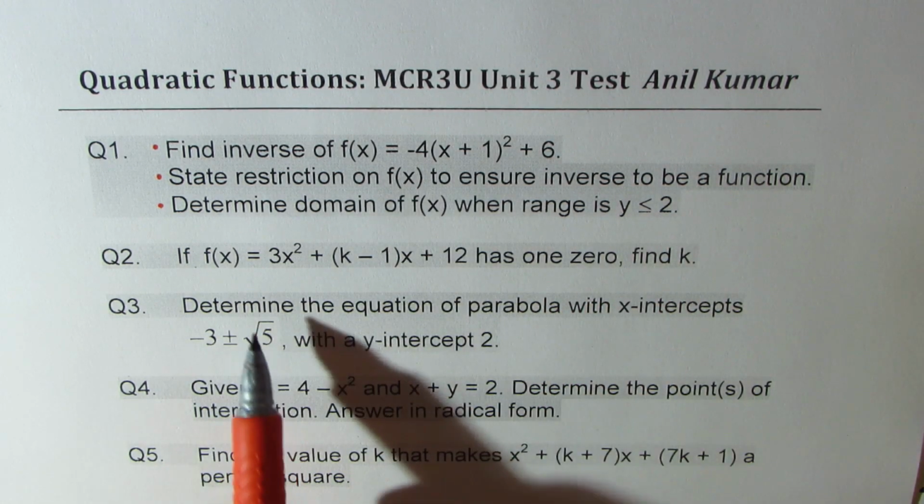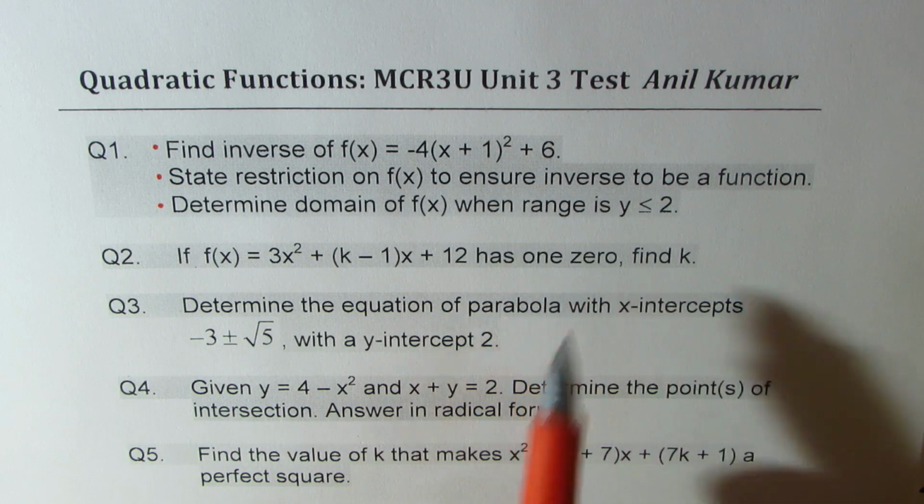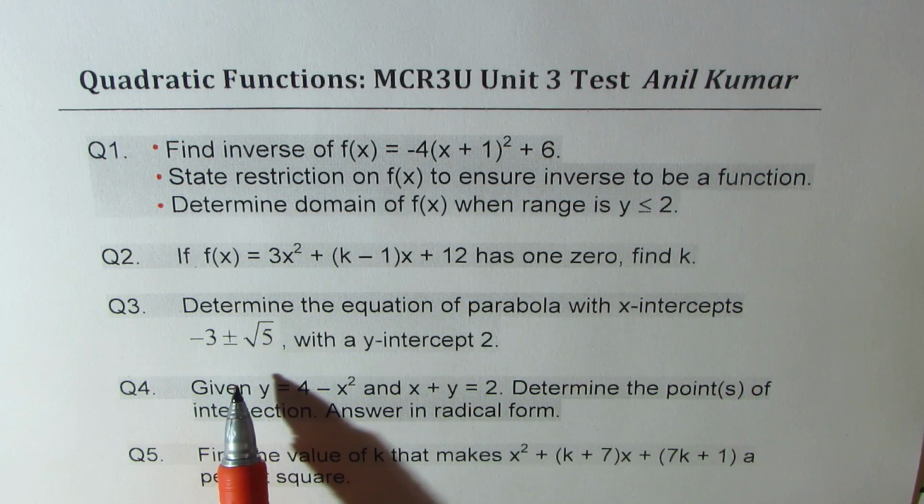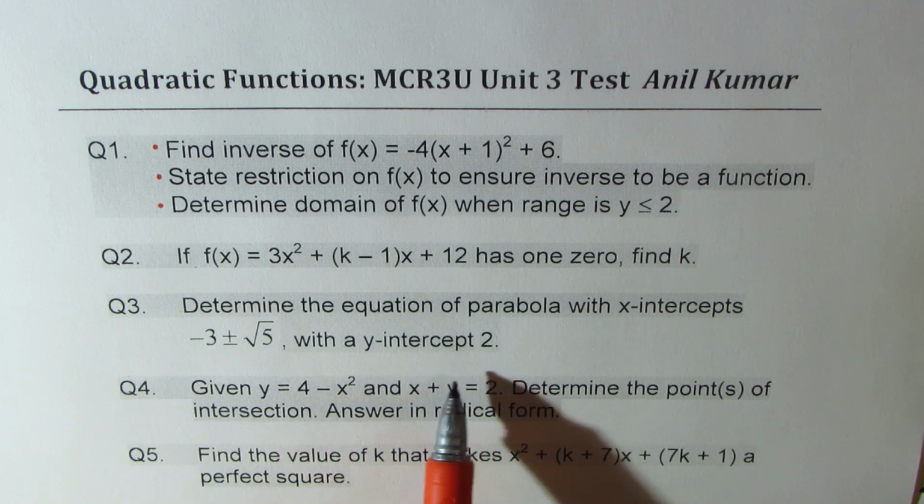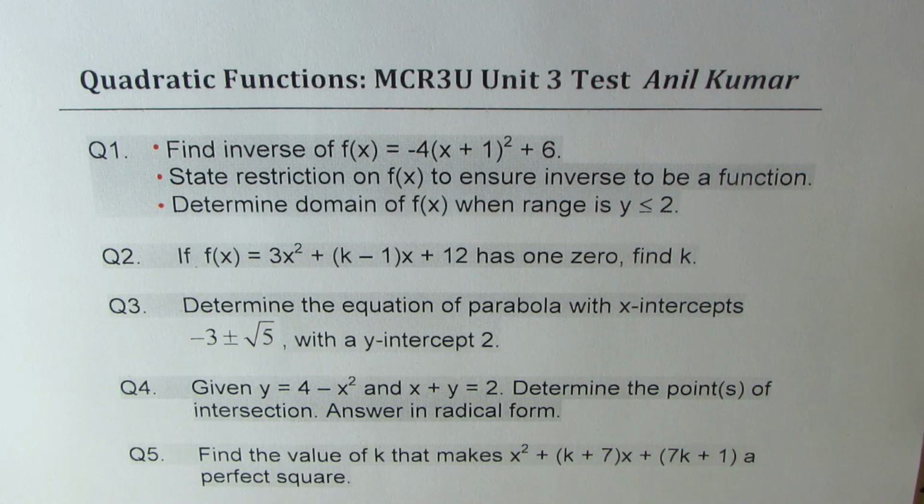Question number 2, we are given a function. You need to find the value of k so that the function has only one zero. Question number 3, we are given x-intercepts and the y-intercept. You need to find the quadratic equation. Question number 4, a quadratic and a linear equation is given to you. You need to find points of intersection.